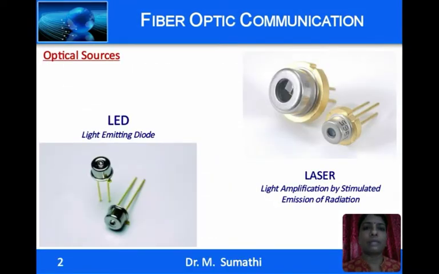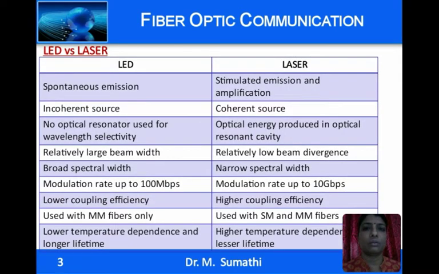The two types of optical sources are LED, that is light emitting diode, and laser, light amplification by stimulated emission of radiation. We shall compare an LED versus laser. In an LED, the transition of an electron from the conduction band to the valence band is spontaneous. Therefore, the emission of a photon or light is spontaneous. Whereas in a laser, the electron transition from the conduction band is stimulated. So, it is stimulated emission and amplification.